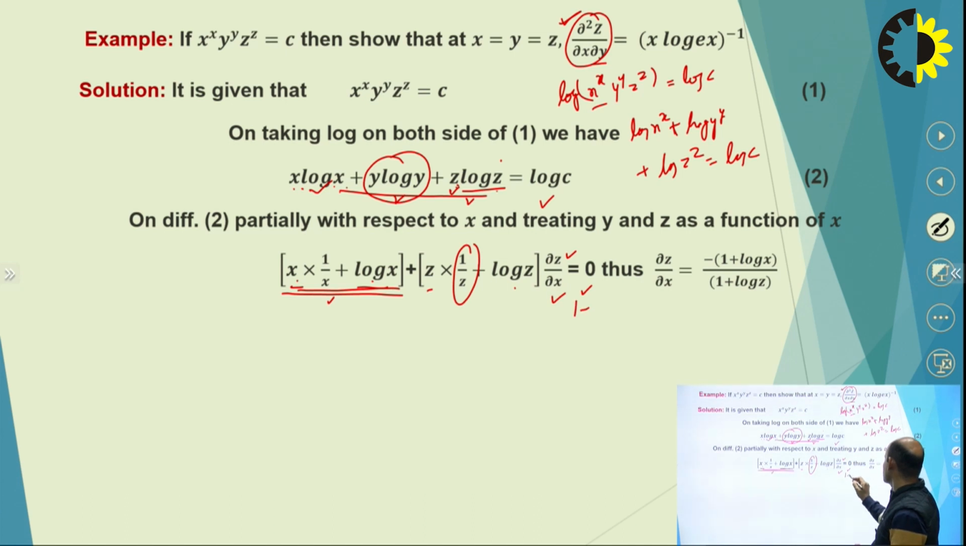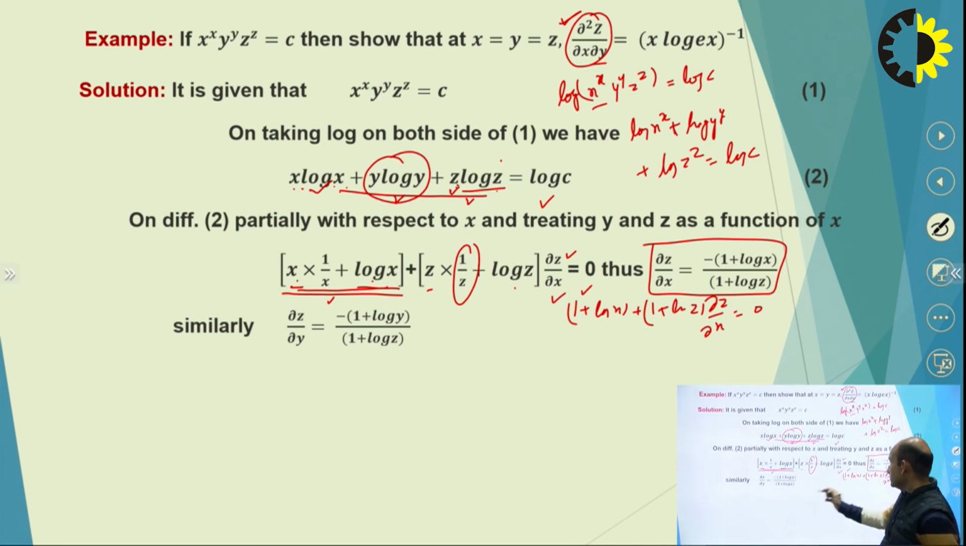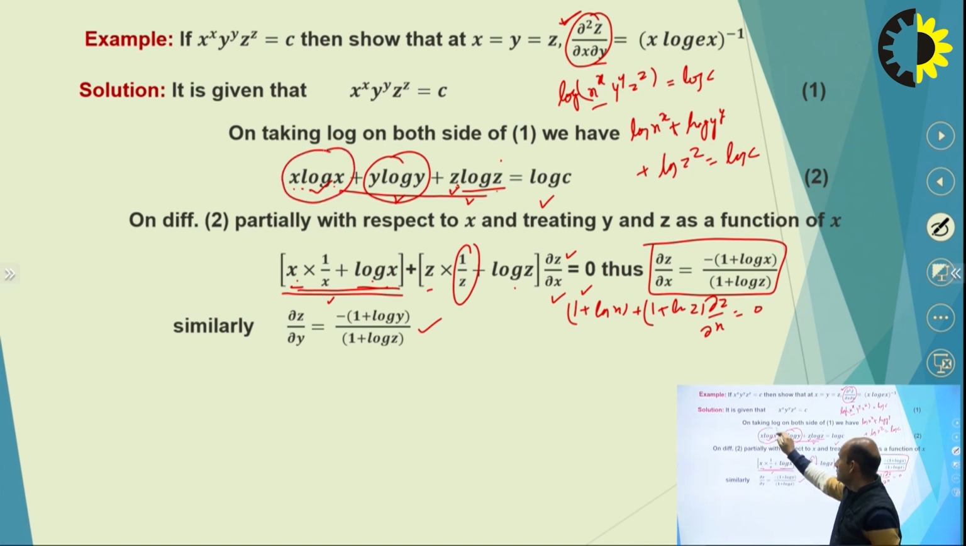So we have 1 plus logarithm of x, plus 1 plus logarithm of z, times del z upon del x, equals 0. So the value of del z upon del x is minus 1 plus logarithm of x upon 1 plus logarithm of z. Similarly, we have del z upon del y equals minus 1 plus logarithm of y upon 1 plus logarithm of z. In this del z upon del y, the first term will be 0.